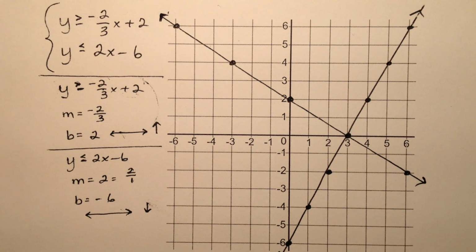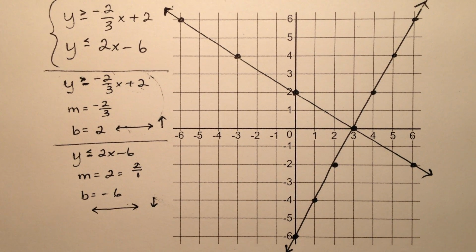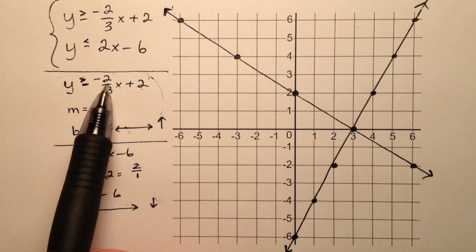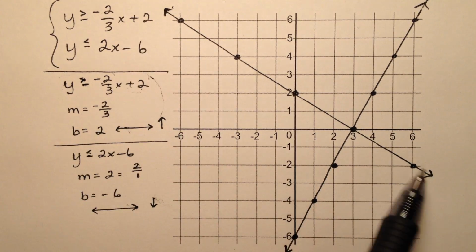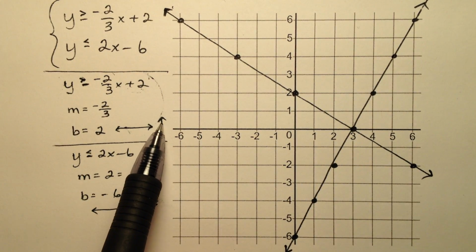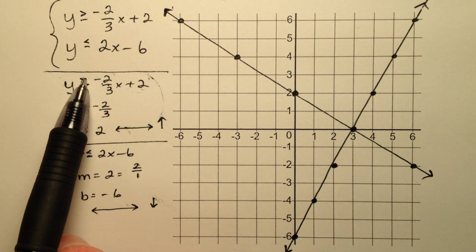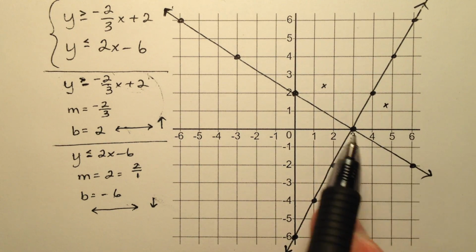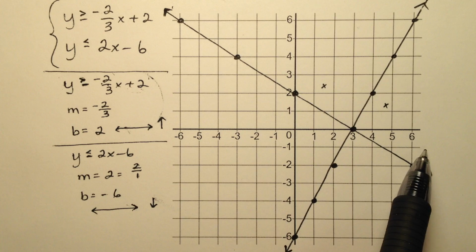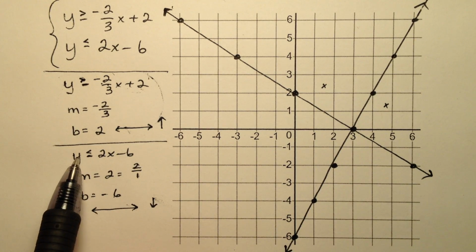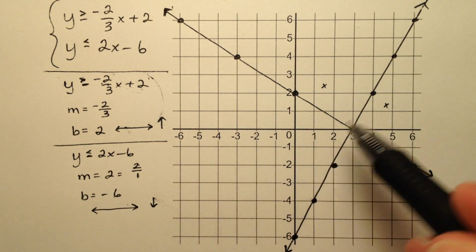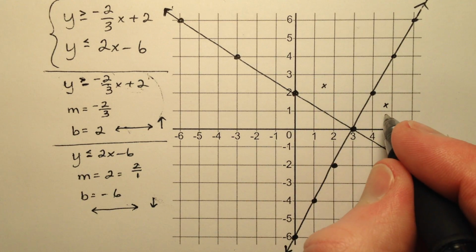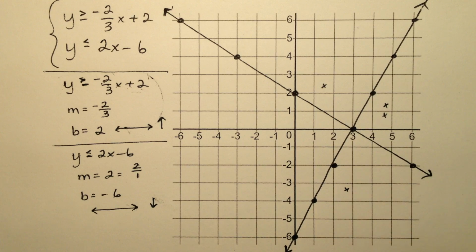Okay, so we need to figure out now, which of these 4 regions are we going to shade? So we said our negative 2/3 x plus 2, which is this line, we're going to shade above it because it's greater than. That means we're going to shade in this region or this region. We're not really sure which of those 2. And your other line, y is less than or equal to 2x. So here's our 2x, and we're shading below because it's less than. So that's either this region or this region.